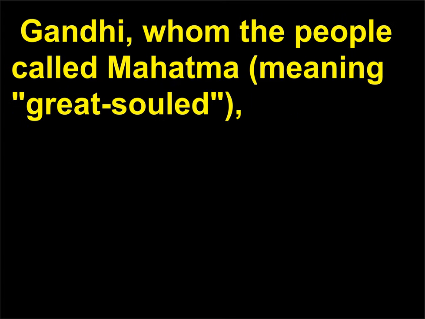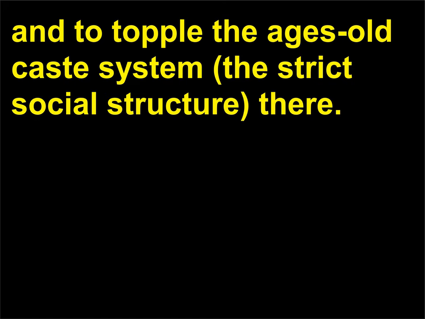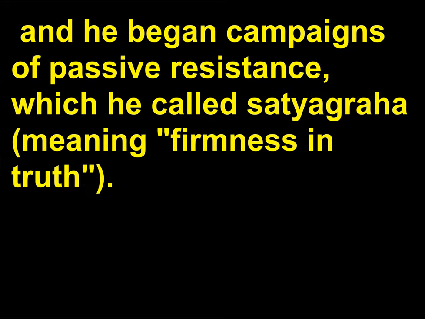Gandhi, whom the people called Mahatma, meaning great-souled, was determined to bring about change in India, to bring an end to British control of the country and to topple the ages-old caste system, the strict social structure there. Gandhi believed that it took great courage to not engage in violence, and he began campaigns of passive resistance, which he called Satyagraha, meaning firmness in truth.